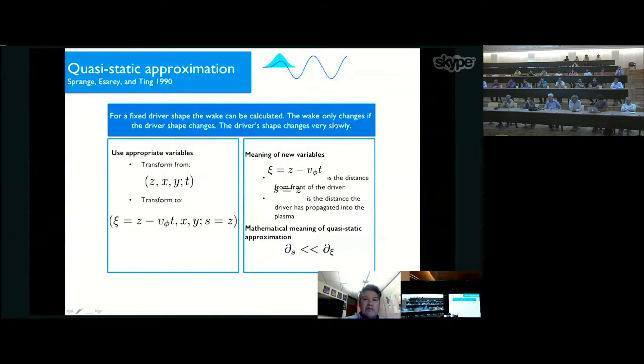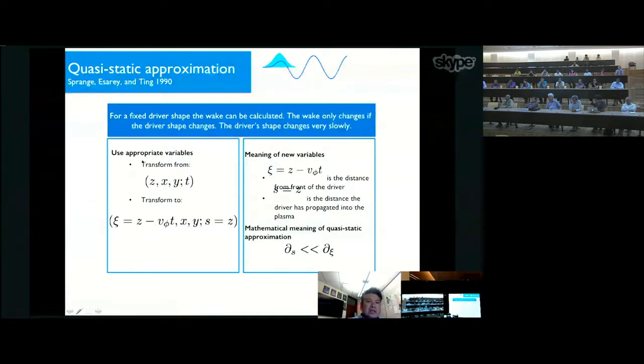So if what I'm about to be talking through is very familiar to all of you, just let me know and I'll skip through it. But I wanted to do a little review of some important concepts for plasma-based acceleration. So one is called the quasi-static approximation, which was developed by Sprangle, Esarey, and Ting in 1990, although there are papers where some of the ideas were presented earlier, but they put it all together.